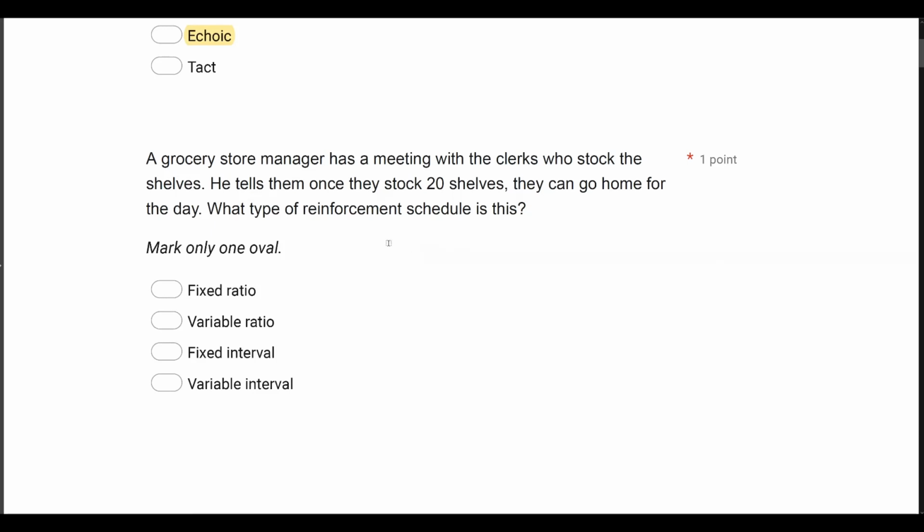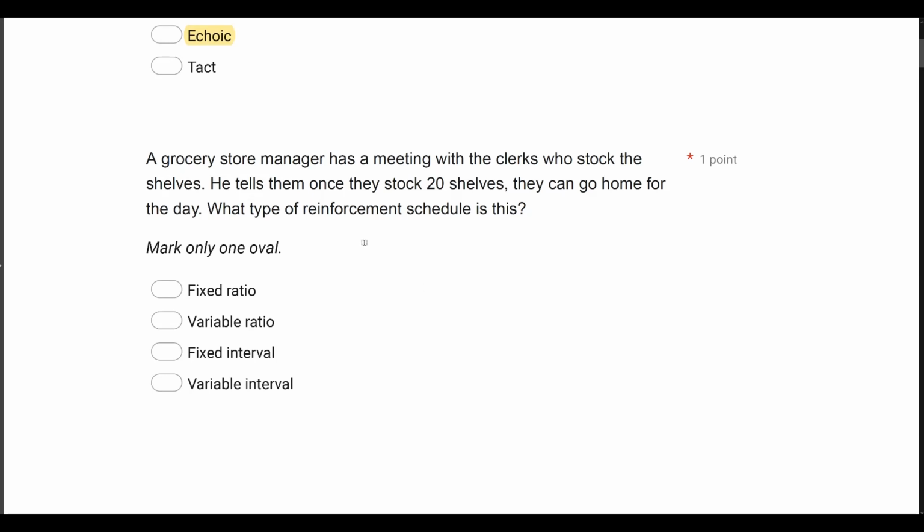A grocery store manager has a meeting with the clerks who stock the shelves. He tells them once they stock 20 shelves, they can go home for the day. What type of reinforcement schedule is this? Now, we're looking at our basic reinforcement schedules. Fixed ratios, variable ratios, fixed intervals, variable intervals. So we have ratio schedules. What are they based on? Ratio schedules are based on responses. And then we have interval schedules, which are based on time.